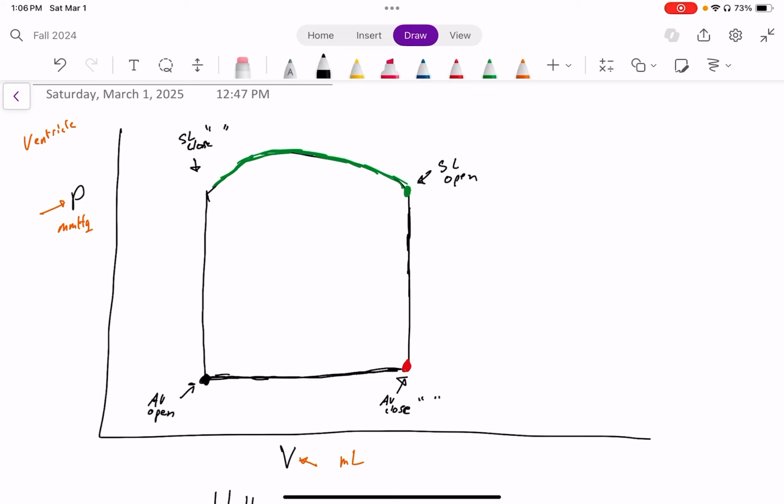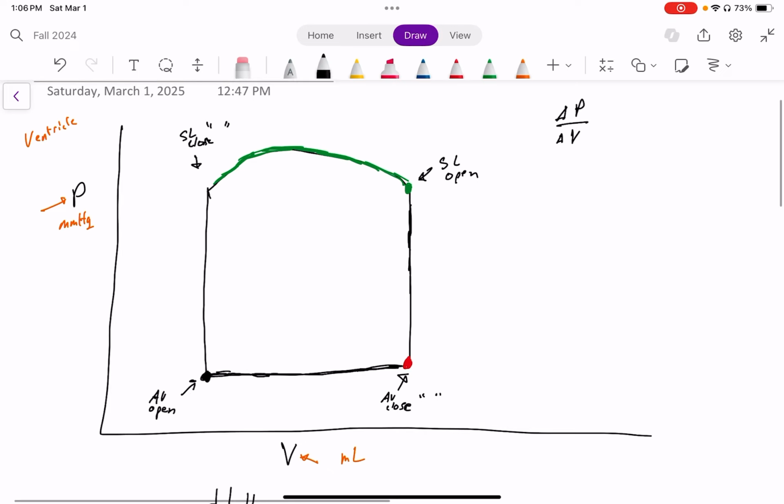First off, think about in this graph on average, how much pressure changes per amount of volume. So if we do change in pressure over the change in volume, you think about when the ventricle is completely contracted, right? So this ventricle here becomes completely contracted. It gets really small.